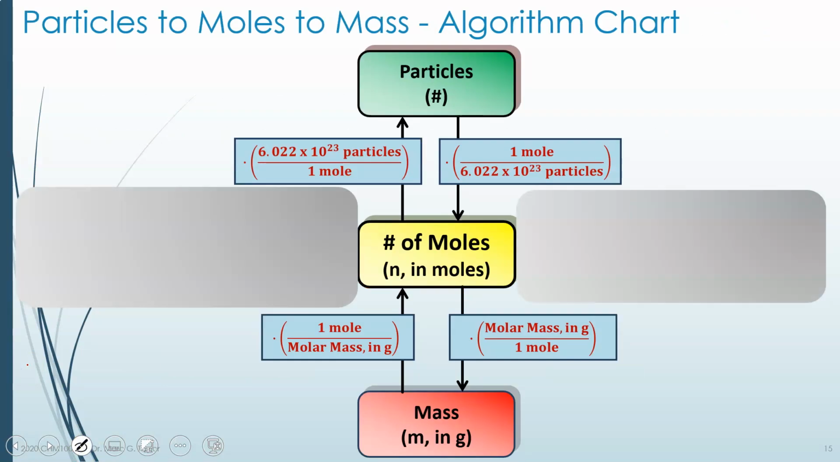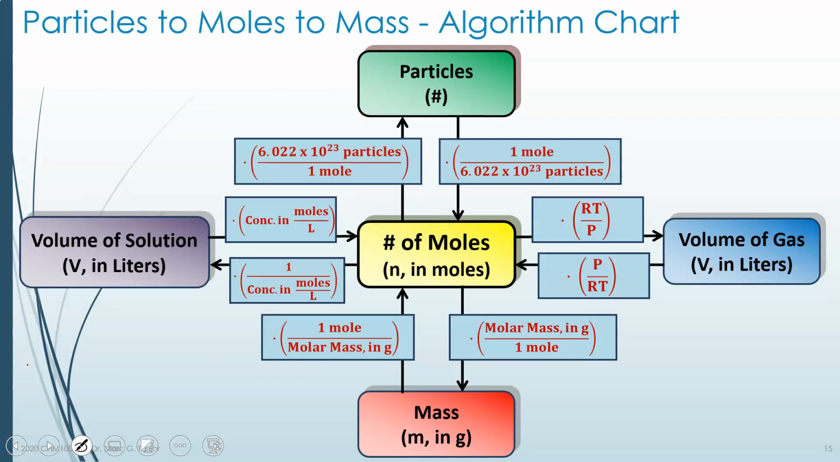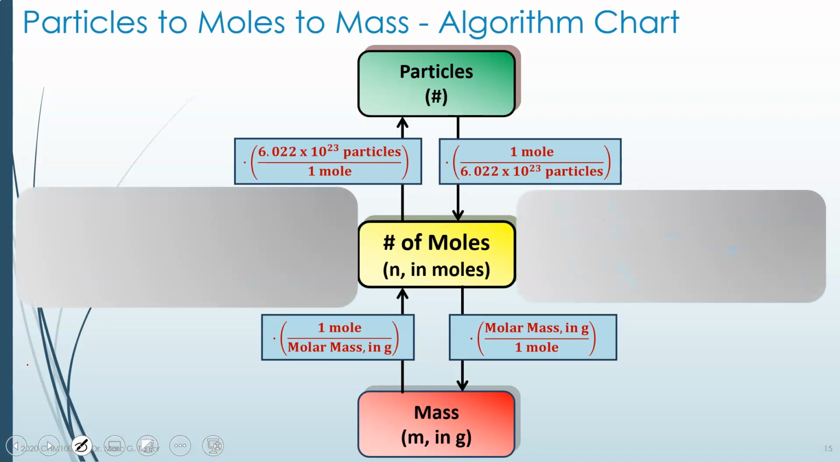And just as a reminder, we have this algorithm chart that you were all given among your handouts in the beginning of the semester, and I'm going to cover the 2 side ones because we don't need them for this unit. We're really only going from particles to moles or moles to mass or backwards from mass to moles and moles to particles. And remember, particles can be atoms, molecules, or formula units, or even ions. It doesn't really matter as long as it's a particle.